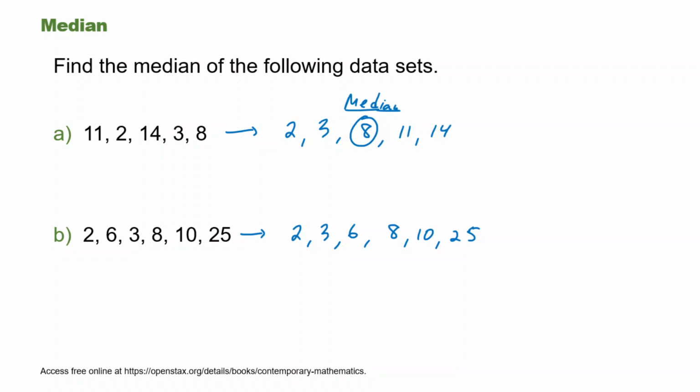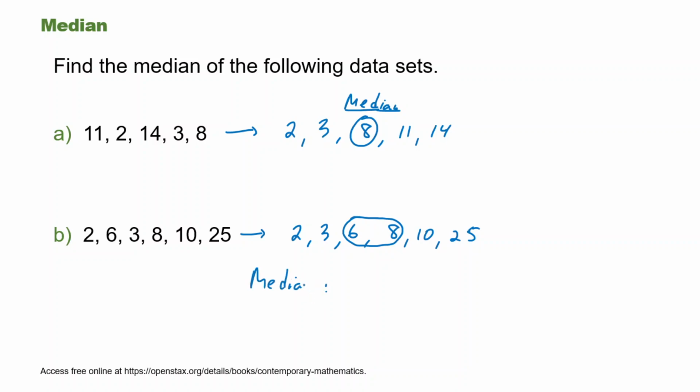In Part A, we had 5 pieces of data, so it's an odd number, so there's always a middle. But when there are 6 pieces of data, we find where the middle occurs, and the middle occurs between the values 6 and 8.